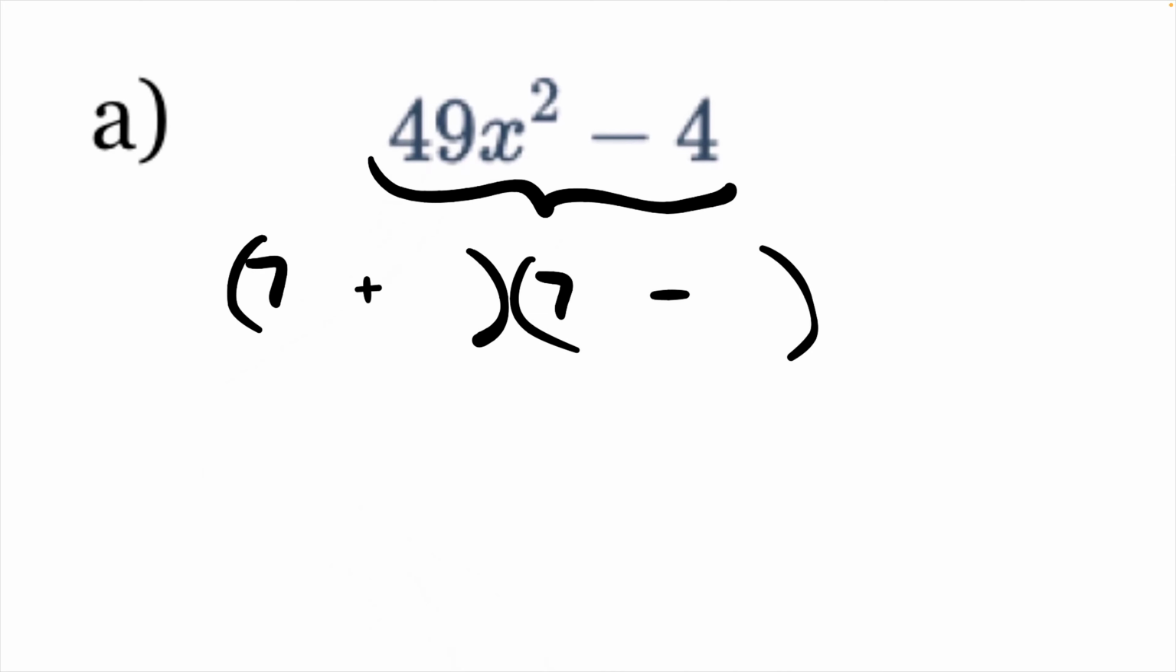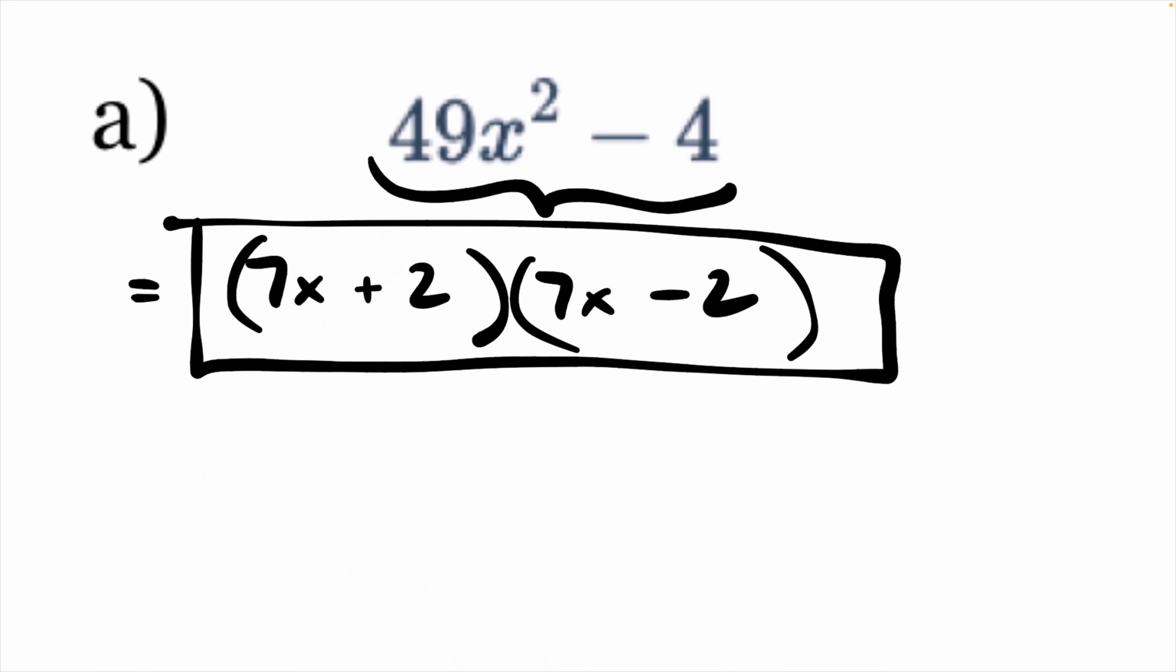Now let's go to x. Since it's even, take half of the power. What's half of the power it started with? Just 1, right? X to the first. So we're going to write that here and that here. Now let's go to 4. What's the square root of 4? 2. So you're going to put a 2 here and a 2 here, and we're done.